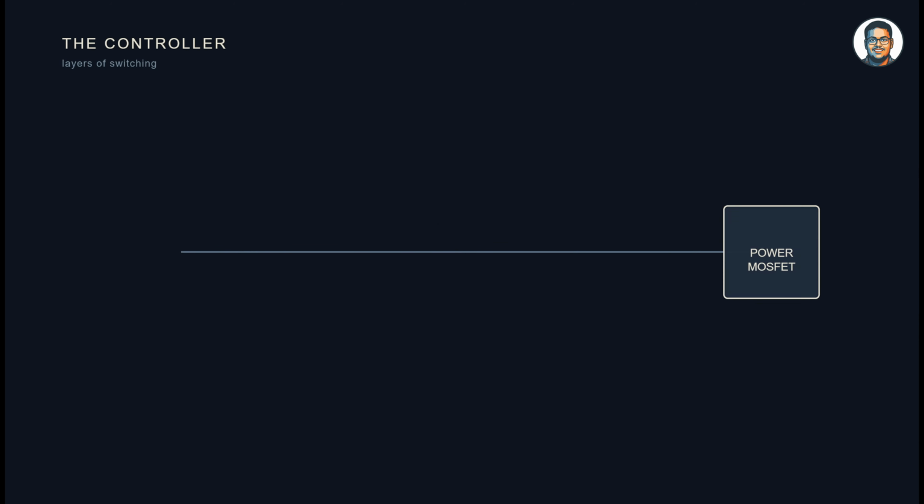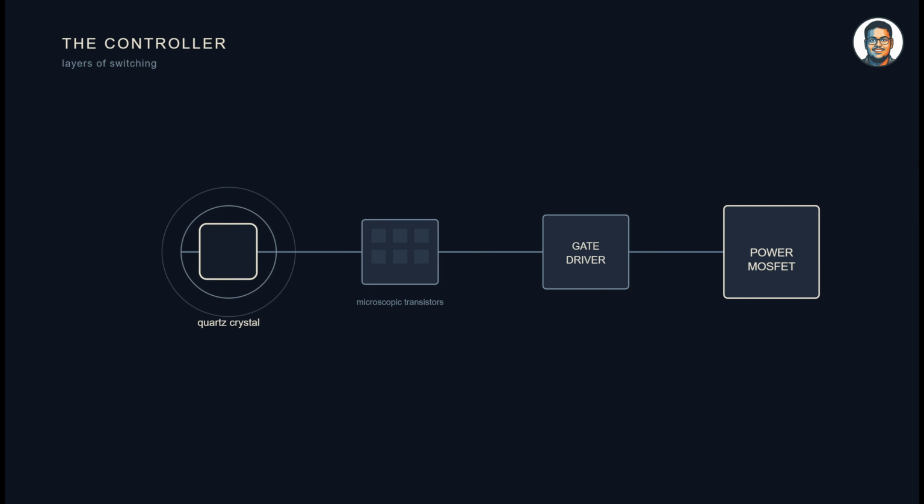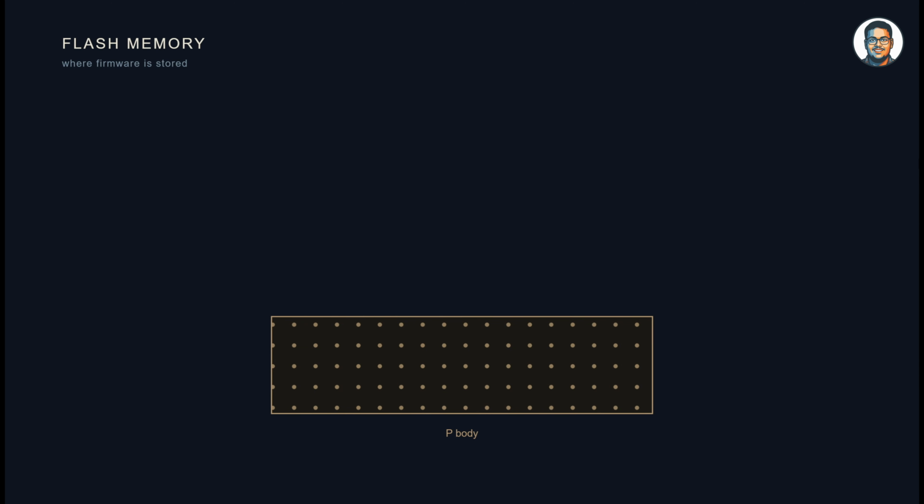But switching a MOSFET on and off also requires a switch, which further requires a switch, and so on. To achieve this, you have gate drivers before the power MOSFET, and before them you have microscopic transistors, and even before them ultimately we have a quartz crystal that starts vibrating when powered on. This chain of transistors is what makes up the controller, but more on this later. Finally, we are left with firmware that orchestrates all of this.